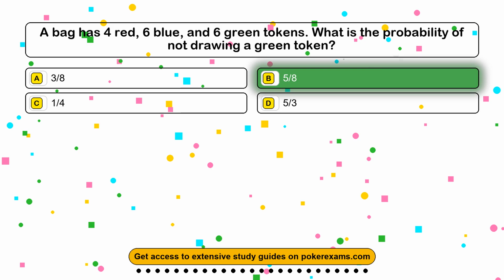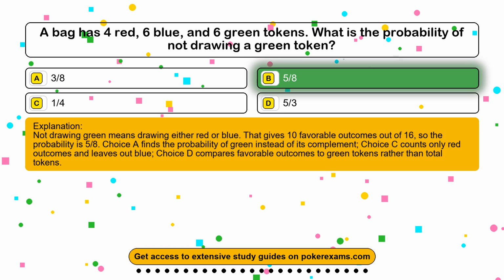The correct answer is option B, 5/8. Not drawing green means drawing either red or blue. That gives 10 favorable outcomes out of 16, so the probability is 5/8. Choice A finds the probability of green instead of its complement. Choice C counts only red outcomes and leaves out blue. Choice D compares favorable outcomes to green tokens rather than total tokens.